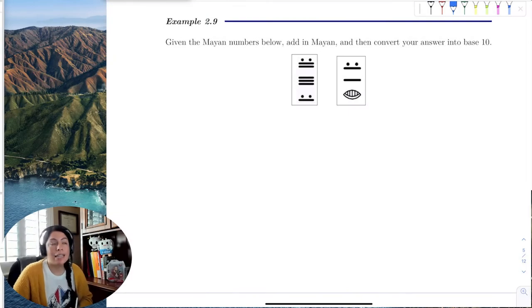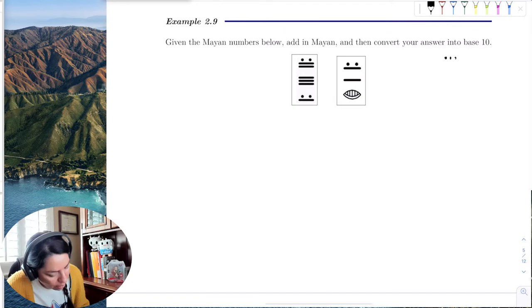In this last example, we're going to add two Mayan numbers together. Now, some of you are like, add them? How am I adding shells and sticks and stones together? I know, right? Just remember that five stones is equal to one stick, and then four sticks will be one stone in the next place value.